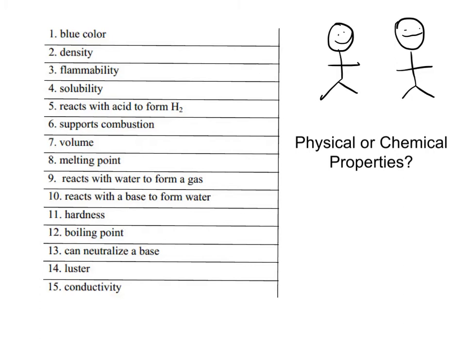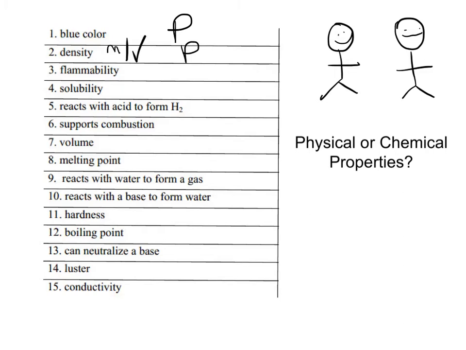But let's talk about the answers here. A blue color. Well, I hope you put that as a physical property. Then there's density. Now again, physical property. Why are these both physical properties? Because you don't change the substance when you measure it. It's still the same after you look at the color. It's still the same after you measure the mass over the volume for the density.